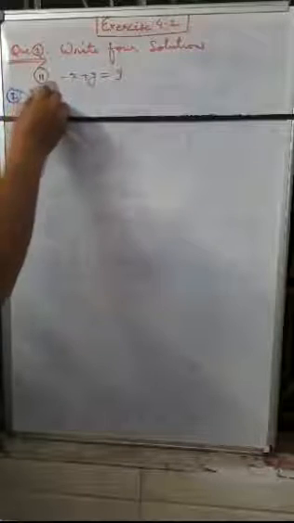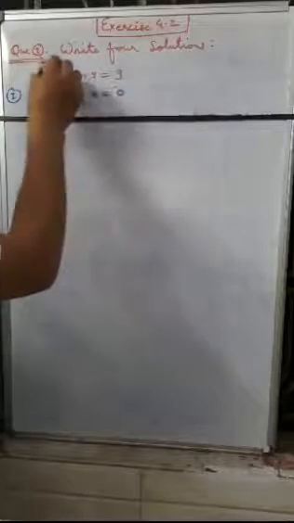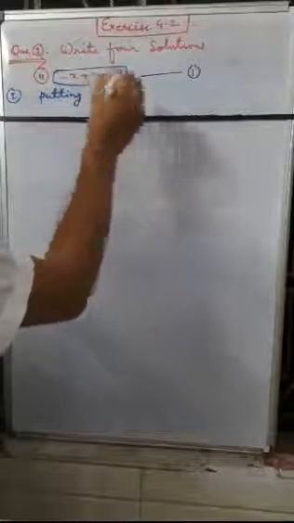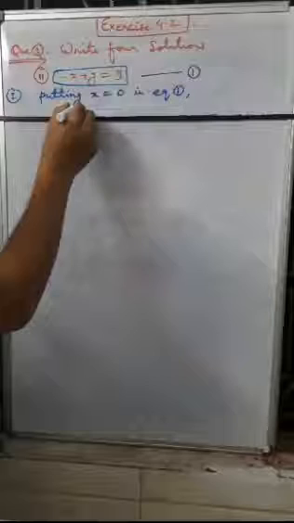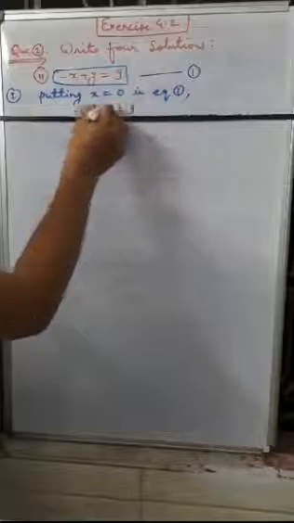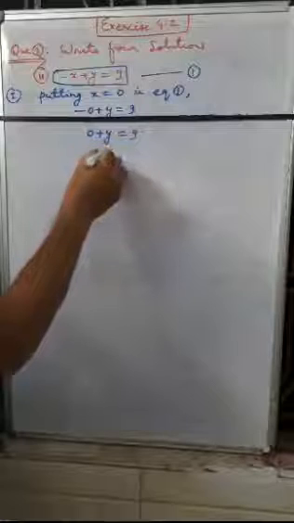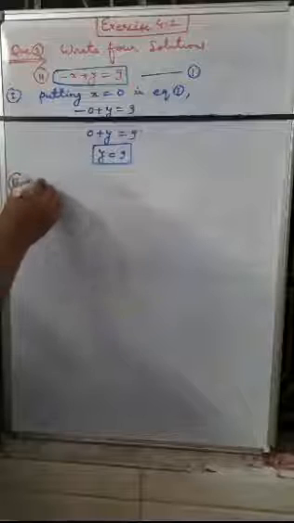So in the first step, for solution number 1, I am putting x is equal to 0 in the equation. This is equation number 1, we can say the standard equation. So putting x is equal to 0, we get -0 plus y is equal to 9. In place of x we have put 0, and -0 is always 0. So 0 plus y is equal to 9. That means y is equal to 9. We got one solution.